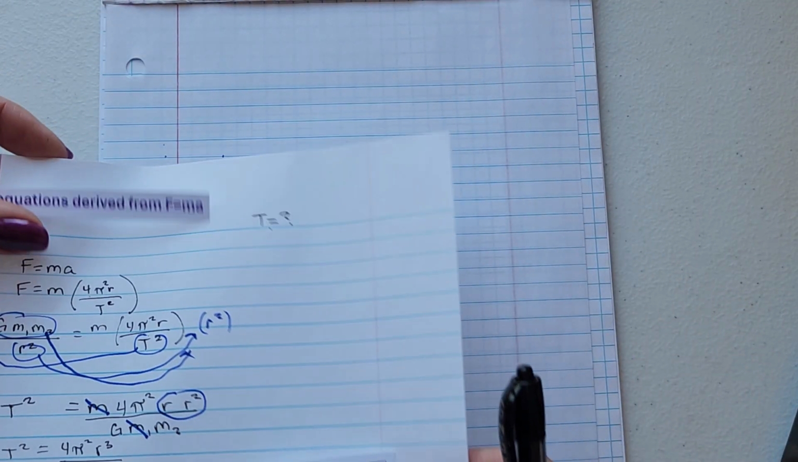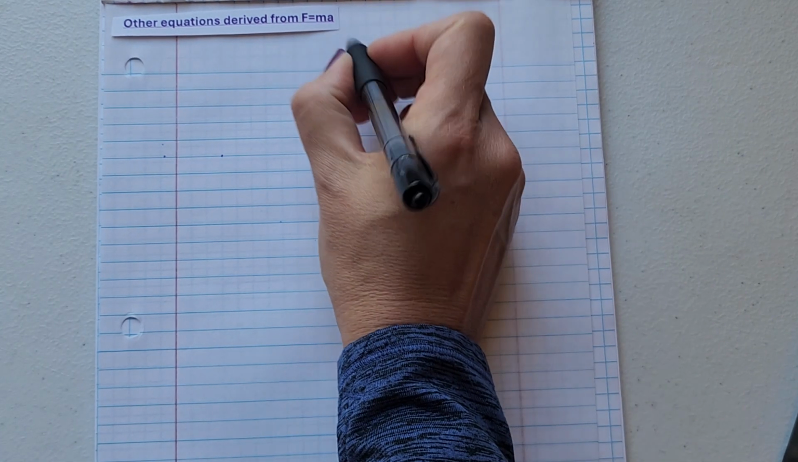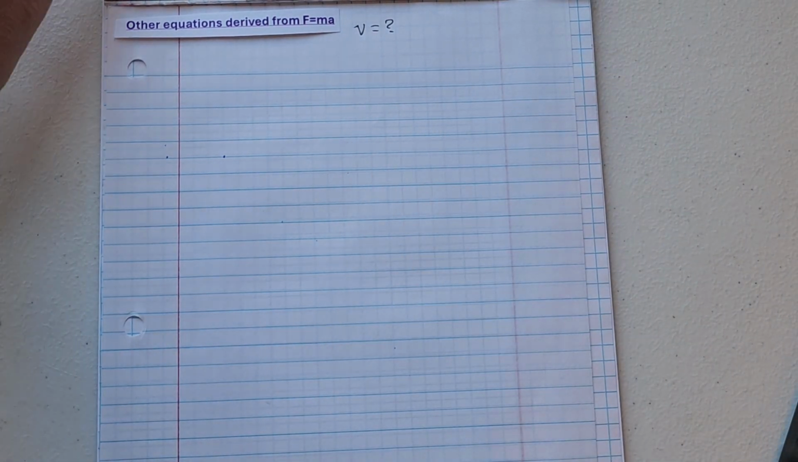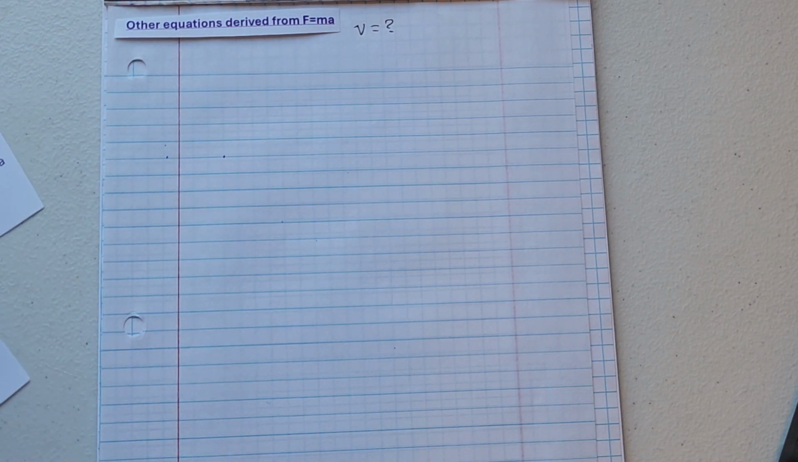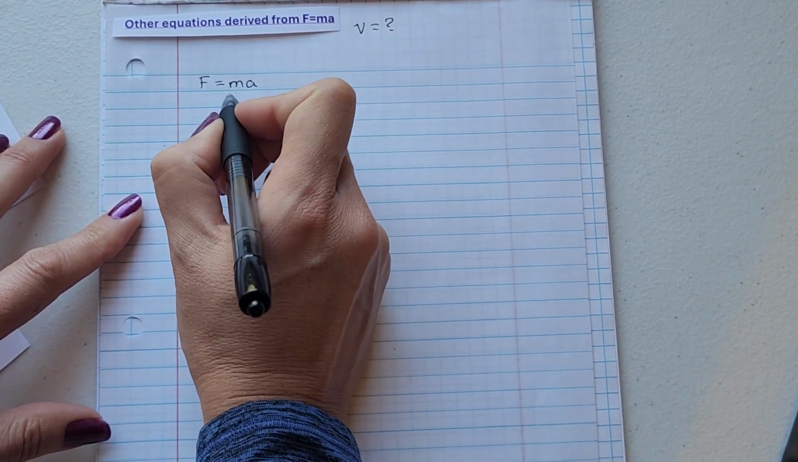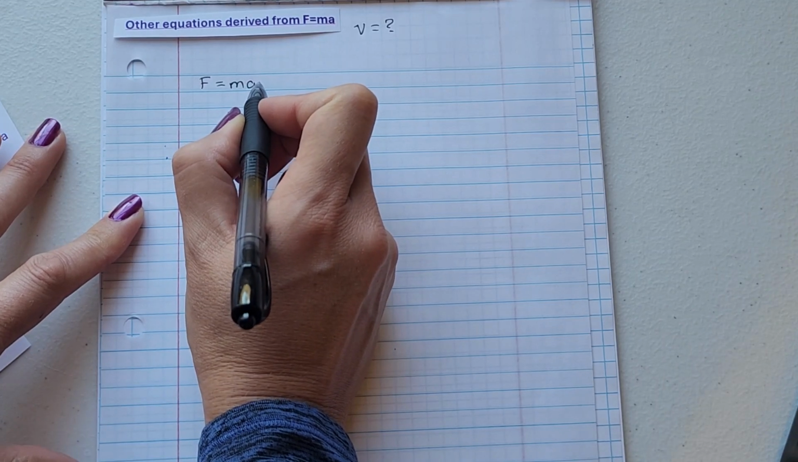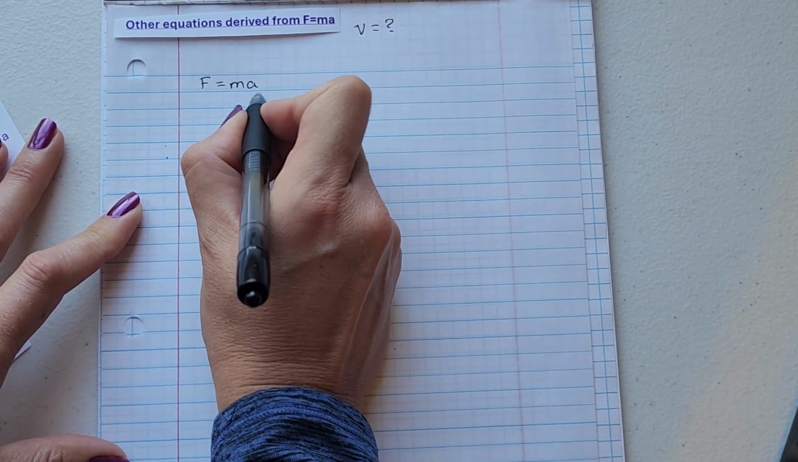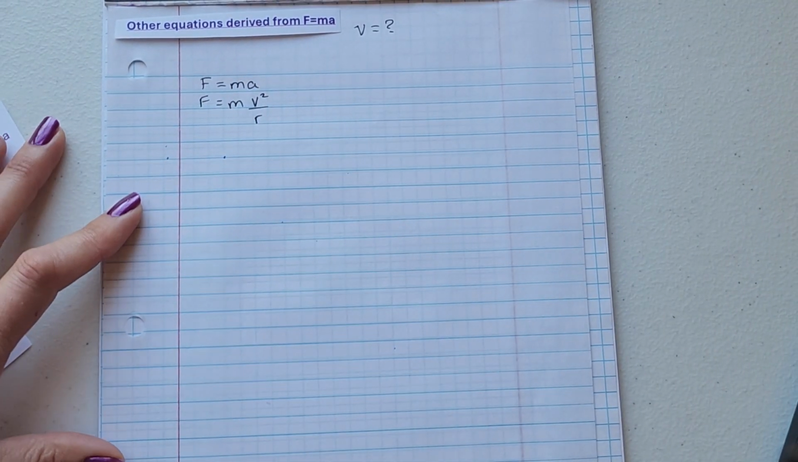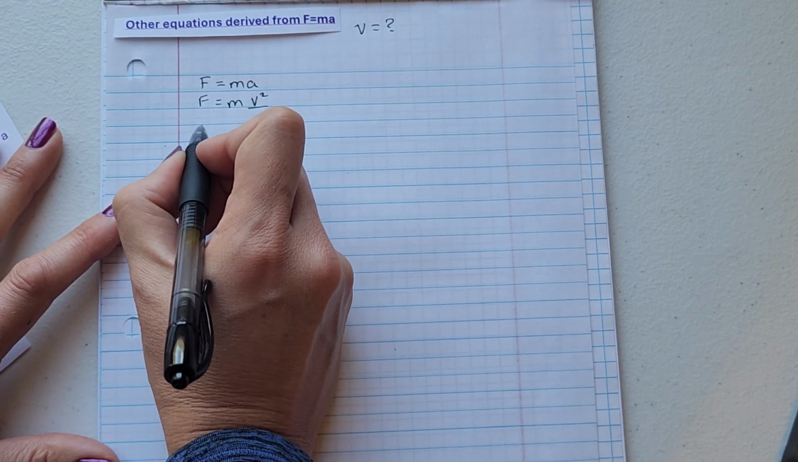Let's say that we want to find the speed of a satellite. And we can also derive this from Newton's second law. We're going to start with F equals ma. Instead of a, we're going to replace this with centripetal acceleration where we have v in it, which is v squared over r. Carry down m, carry down F. Now I'm going to replace F with Newton's law of universal gravitation.